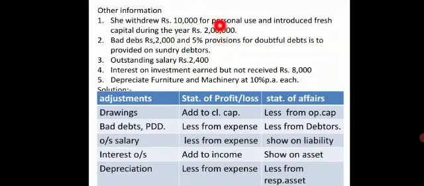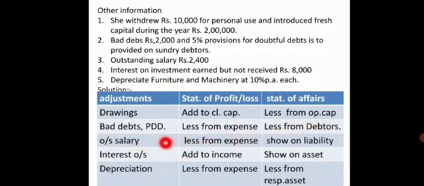So how are these adjustments going to be made? First is drawings. Whenever drawings are there in the statement of profit and loss account, they are to be added to closing capital, and the same amount has to be reduced in the revised statement from the opening capital. Next is bad debts and provision for bad debts. Both are expenses or charges on profits. Such expenses and charges have to be treated as expenses and reduced from the gross profit, and the same amount adjusted in the profit and loss account is to be deducted from the debtors account.